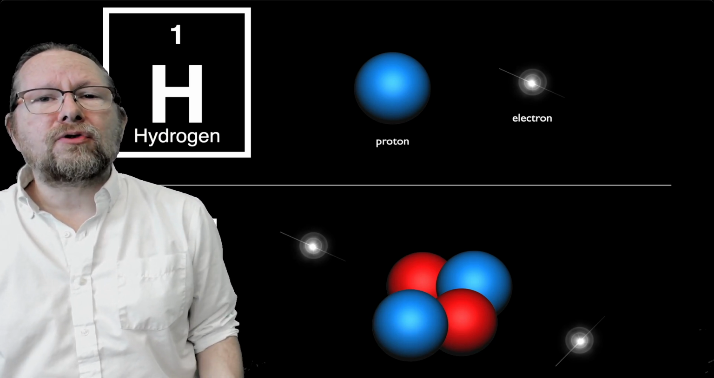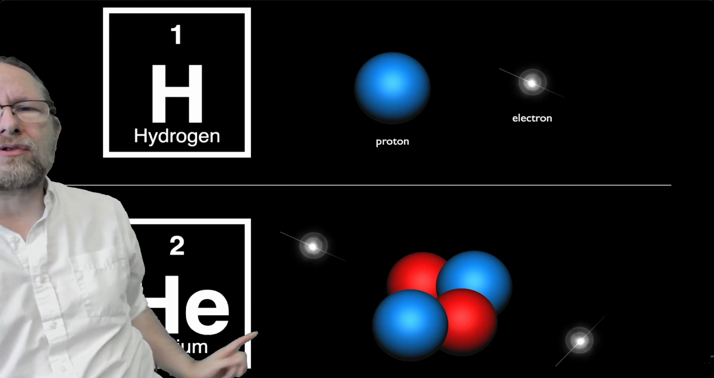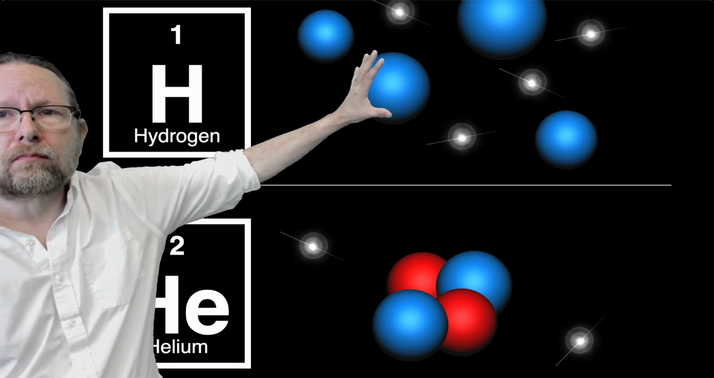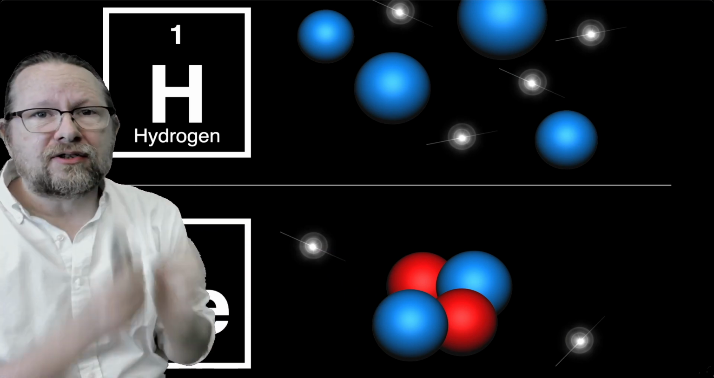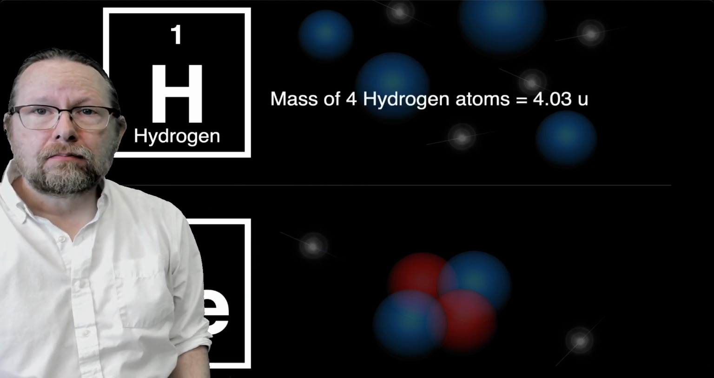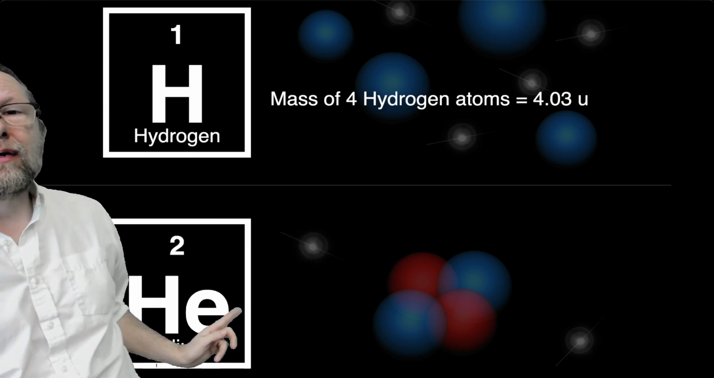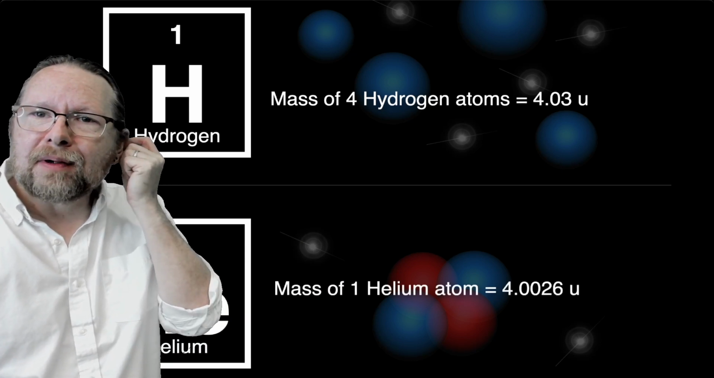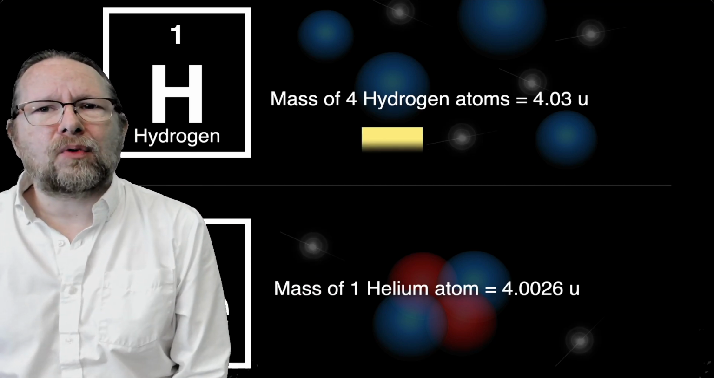But in the process of fusing hydrogen into helium, this is a helium-4 nucleus, 2 protons, 2 neutrons, that process involves fusing these particles together in a bound nuclear system. If you look up the mass of 1 hydrogen atom and multiply that by 4, you get 4.03 atomic mass units. If you look at the mass of 1 helium atom, that is 4.0026 atomic mass units, which means the mass of 4 hydrogens is just a little bit more than the mass of 1 helium.